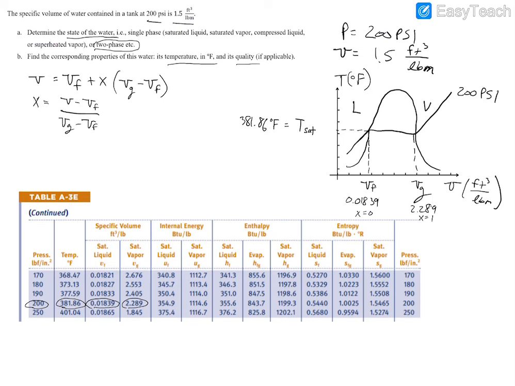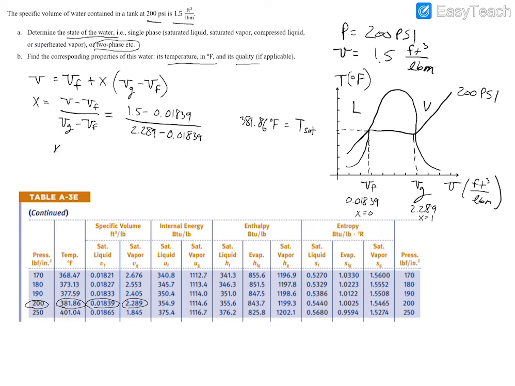Now we have all of our numbers here. We can just go ahead and plug them in. So 1.5 minus, and we have our Vf right over here, 0.01839. And from that, we're going to divide by 2.289 minus 0.01839. And this is all in feet cubed per pound mass. So all the units are going to cancel out here.